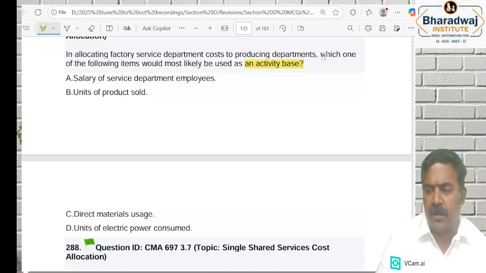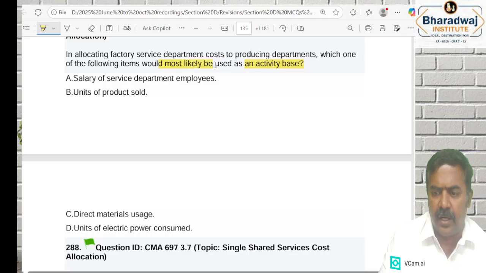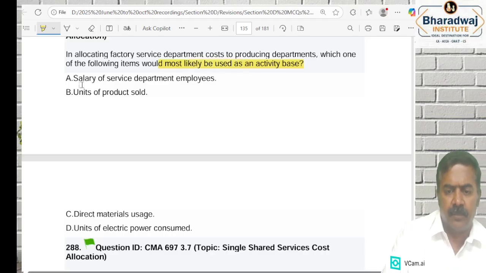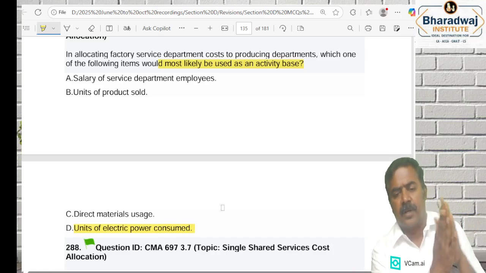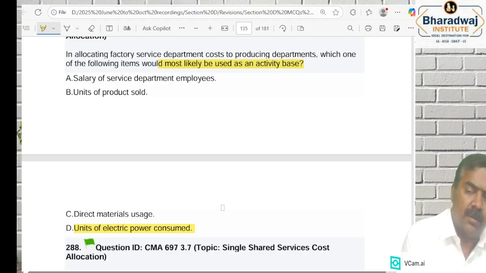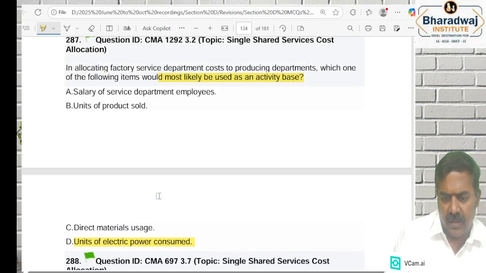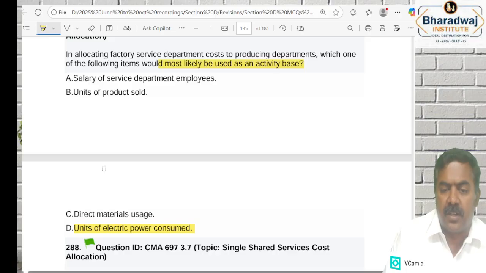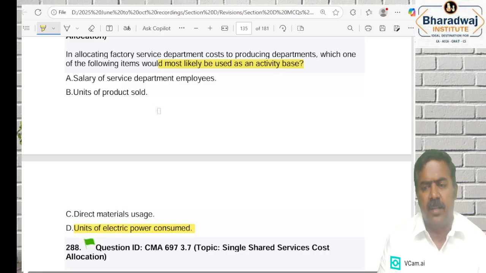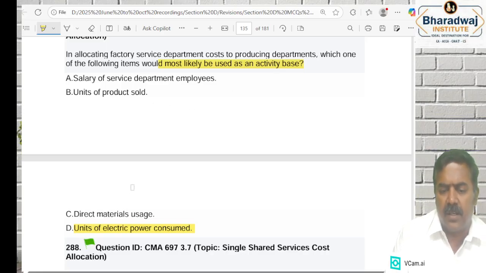Allocating factory service department cost to production departments, which one of the following items would most likely be used for activity based costing? Salary of service employees, units produced, direct material, or electric power consumed. Electric power consumed depends upon usage, so we can split it across different departments. We can work out total power cost divided by number of units consumed, which is activity based. Direct material usage is not activity based. Units produced is not activity based. Salary of service department employees may be allocated on any proportion. The best activity based basis is usage of electric power.